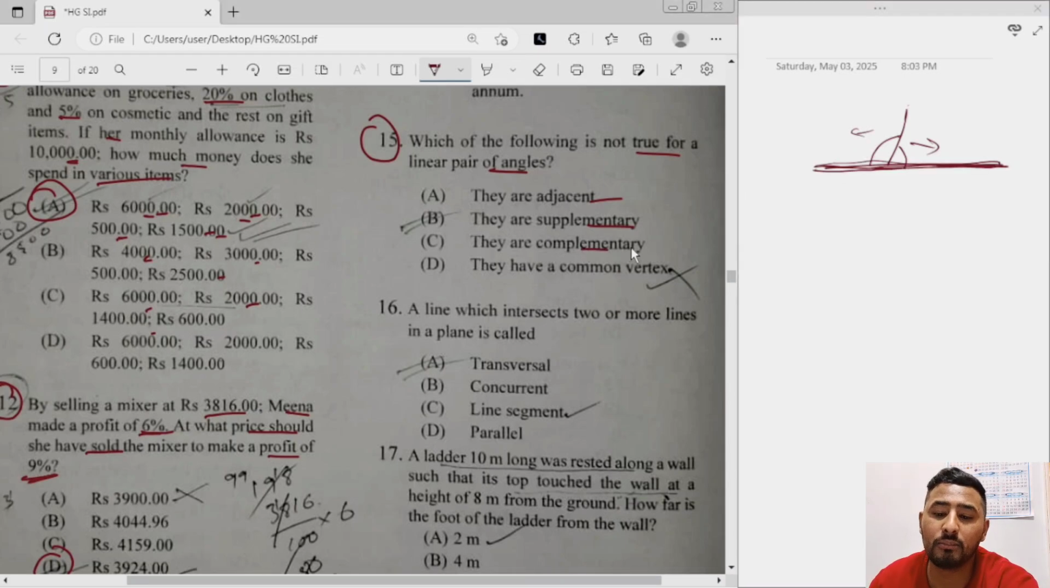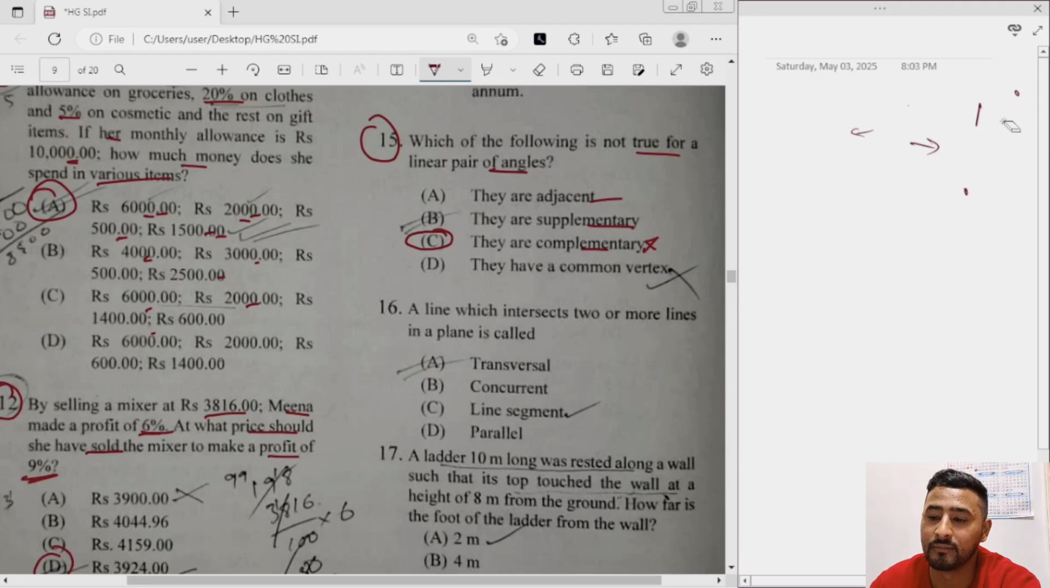Then they are complementary. This will be wrong, option C, because this will never form 90 degrees. When you do the sum of the angles, you'll get 180 degrees, and complementary is 90 degrees. The sum of angles should be 90 degrees. Since we are getting 180 degrees, this will never be a complementary angle. So option number C will be the correct answer for this one. Okay, clear?